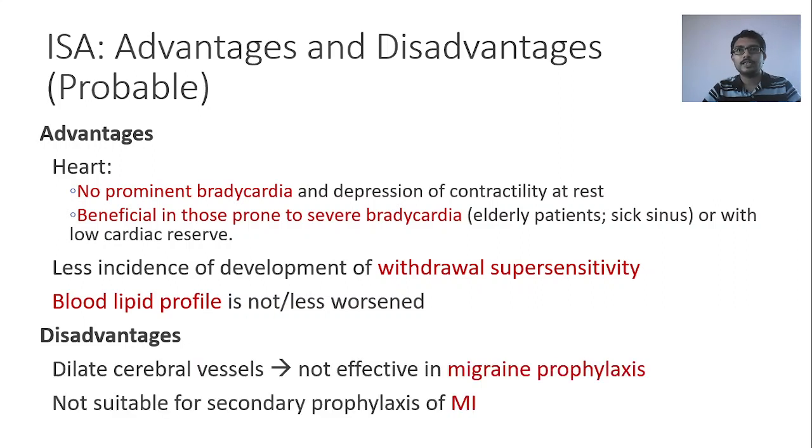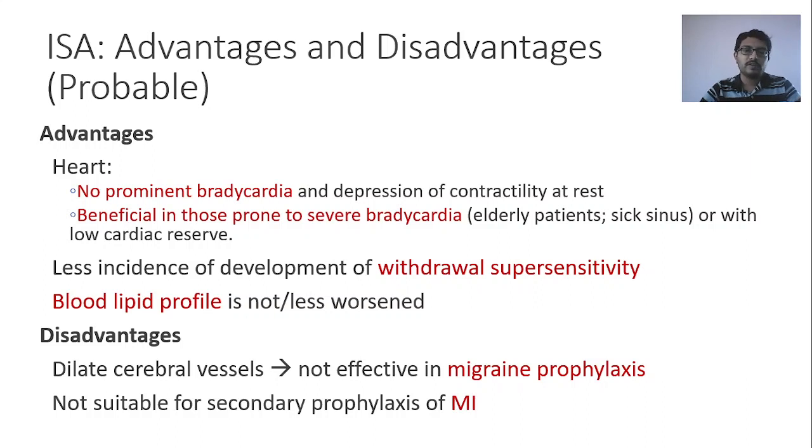There are certain disadvantages as well. These are partial agonists, right? So beta 2 receptors are not completely blocked. There is mild stimulation of beta 2 receptors, and beta 2 receptor activation will lead to dilatation. The rationale of using beta blockers in migraine prophylaxis is that they produce vasoconstriction in the cerebral vessels. If you use drugs with intrinsic sympathomimetic activity, they will not produce vasoconstriction. On the other hand, they will actually dilate the cerebral vessels. So they are not effective in migraine prophylaxis.